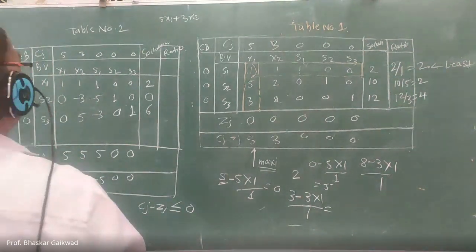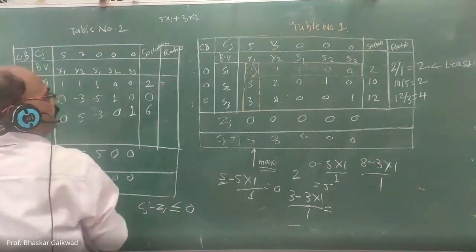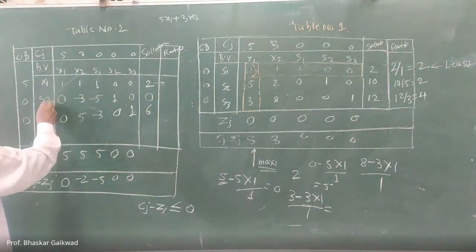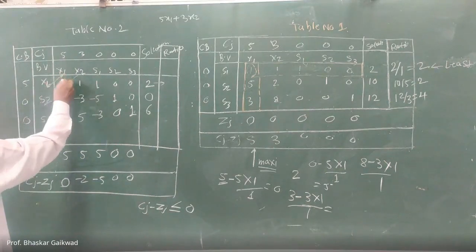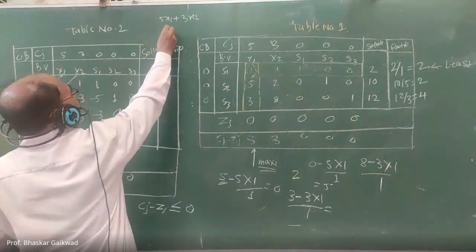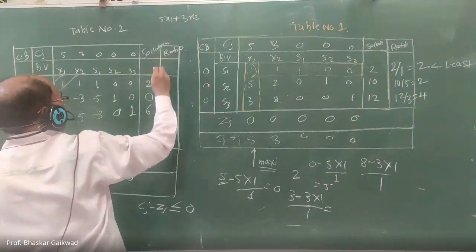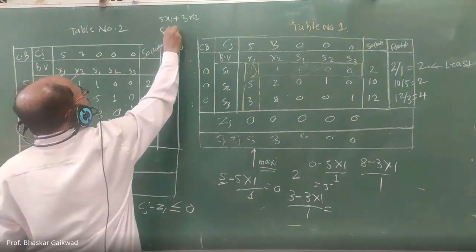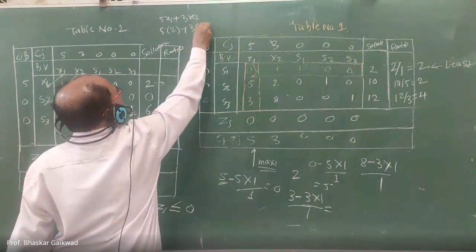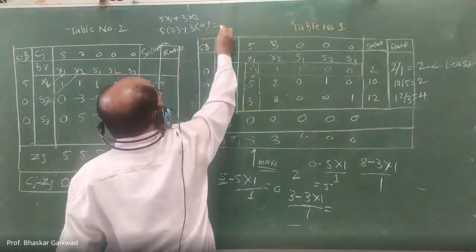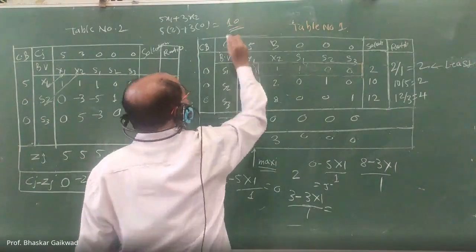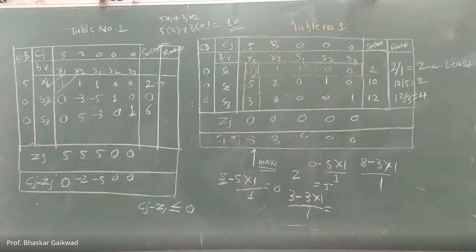x1 and x2. So this is our x1, under this condition, first condition, second condition. So what is the x1 here? 2. So 5 into 2 plus 3 into x2, which is 0. How much is it? Let's see, 10. Correct? So you will get 10 when x1 is 2 and x2 is 0. So this is the optimum solution.